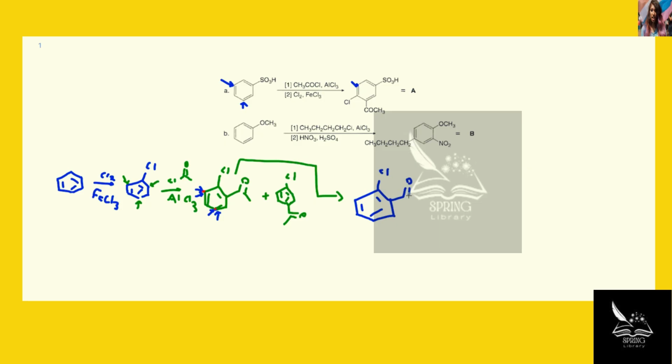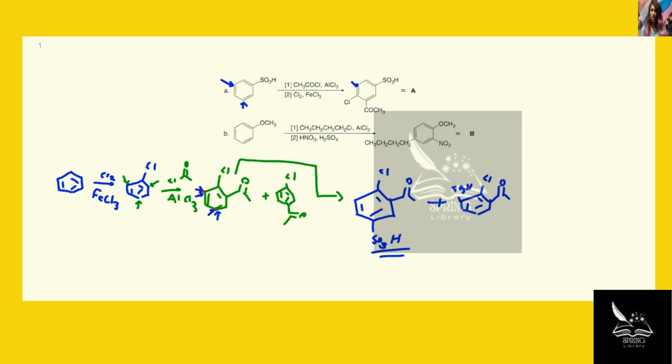So we would obtain one of the isomers being our desired product, with chlorine and the ketone, and our desired product would be the one in which the SO3H is opposite to the chlorine, and that would be this carbon here. And then obviously we would form the isomer with the SO3H adjacent to the chlorine as well. But this is our product of interest.